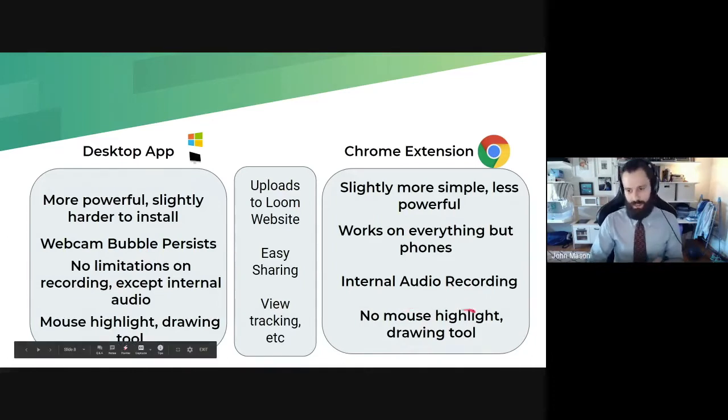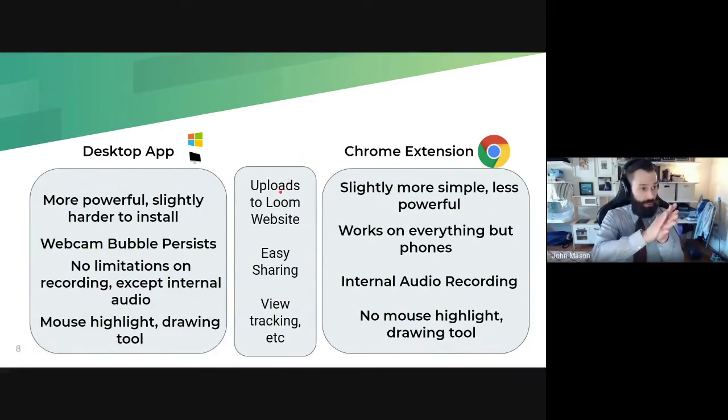There's no mouse highlight or drawing tool in the Chrome extension, but you do have that in the desktop app. But both of them upload everything to the Loom website. As soon as you're done recording, off it goes into the cloud, the video recording. It's very easy to share, and I will say this is one of the nicest features. There's view tracking and et cetera, and some of these things all live on the website.